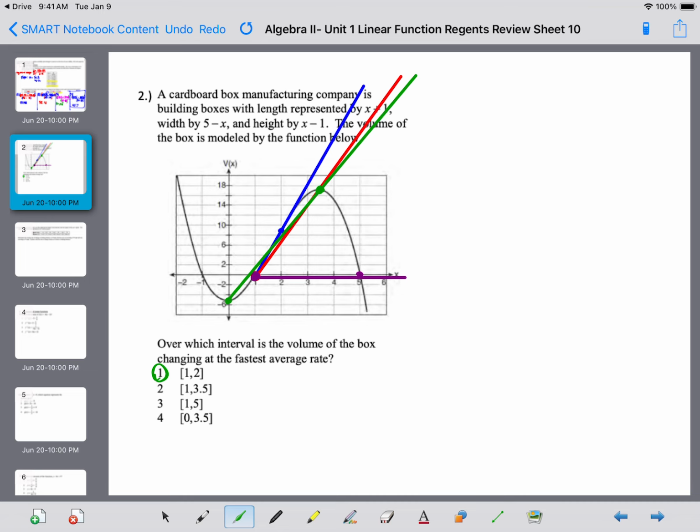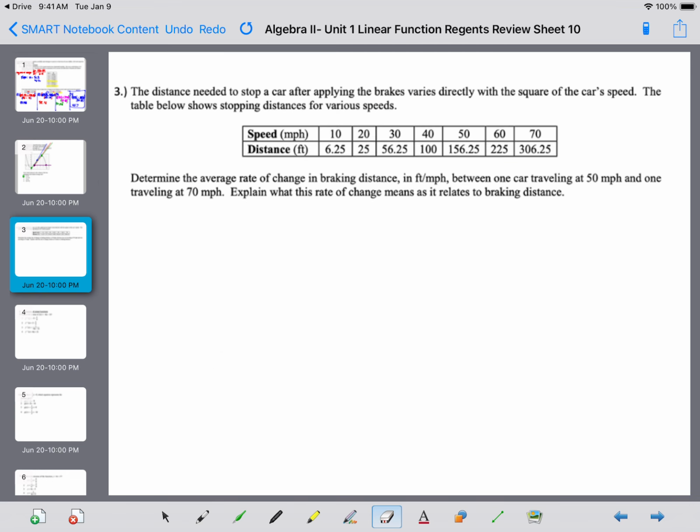Again, you could pretty much estimate where these points are and do it, just as we did the last problem, but that would take a lot of time. And this was just a multiple choice question.